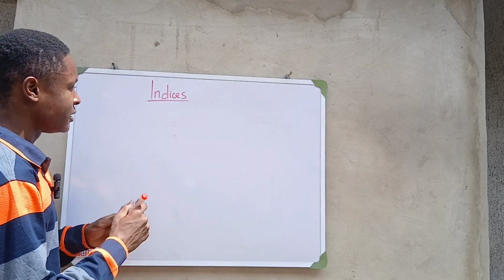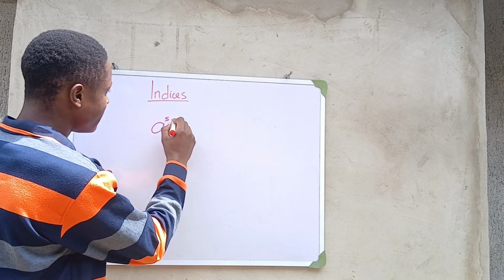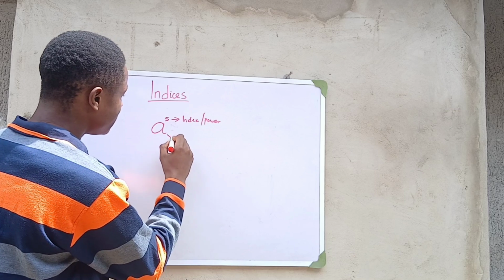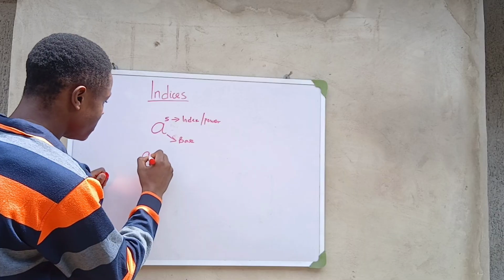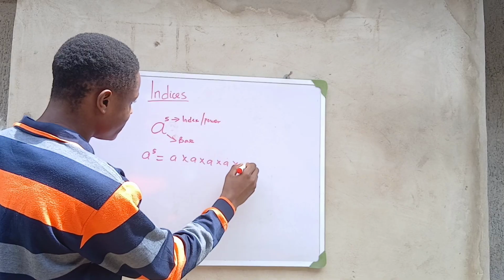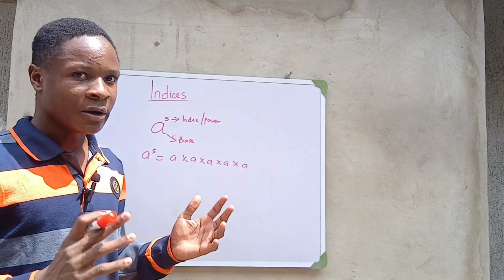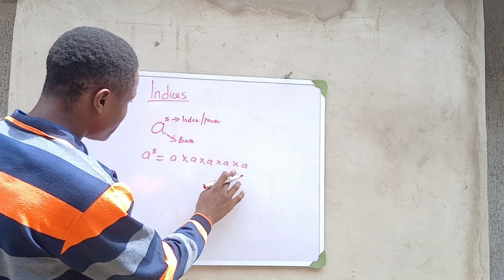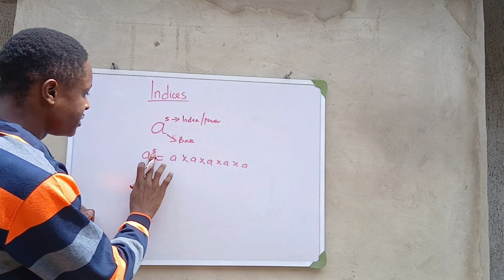So what do I mean by this? We have a number or a variable raised to power 5. This 5 is the index, or we can call it the power, while this a is the base. So a raised to power 5 is the same as a times a times a times a times a. Going back to the first definition, the index is the number of times a number or a variable is multiplied. This variable is multiplied 5 times, which tells us that the index of the variable is 5. So we have a raised to power 5.